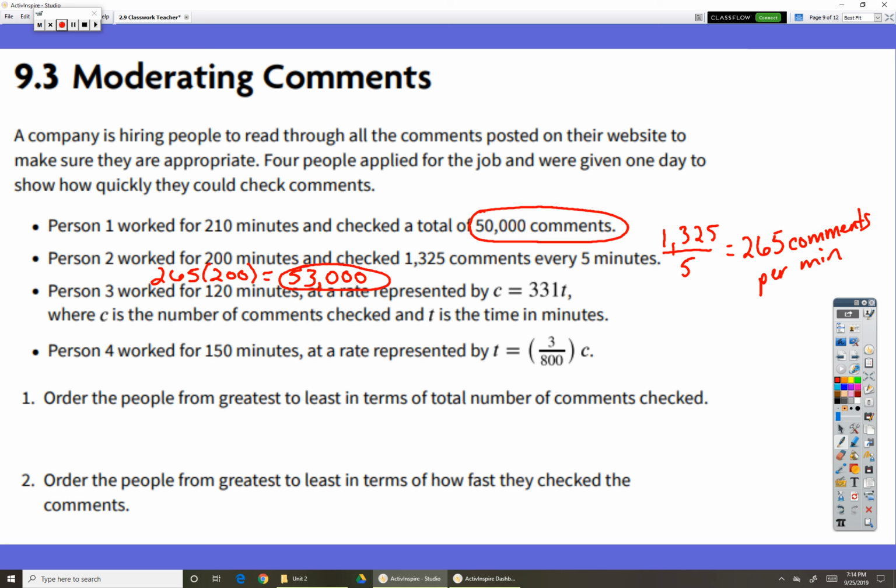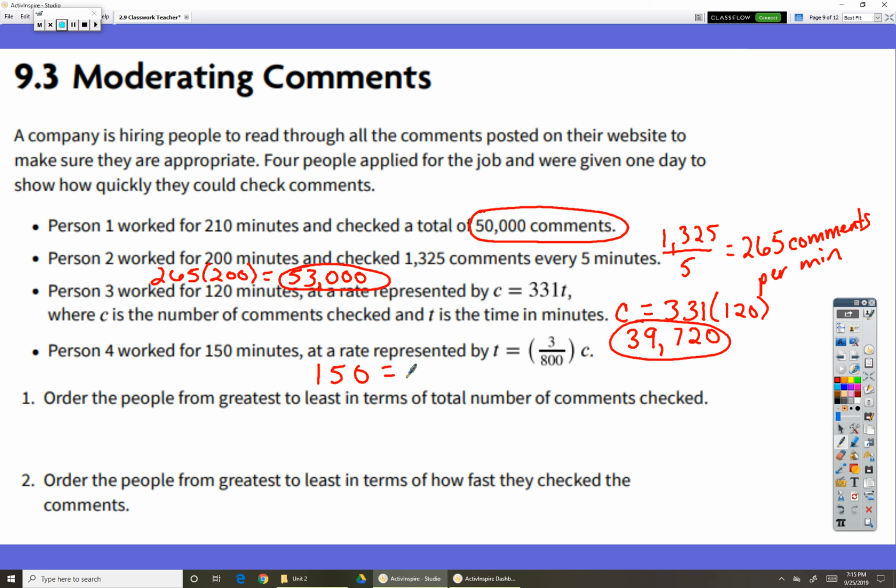Person 3 worked for 120 minutes at a rate represented by C equals 331T. Well, I'm just going to use my equation. C is going to give me the number of comments checked, so I have C equals 331 times T. I know that T is 120 minutes. So the total number of comments checked for that person is 39,720 comments. Person 4, I also have an equation. C will give me the number of comments, and I need to know T is 150. So I'm going to put the 150 in that equation.